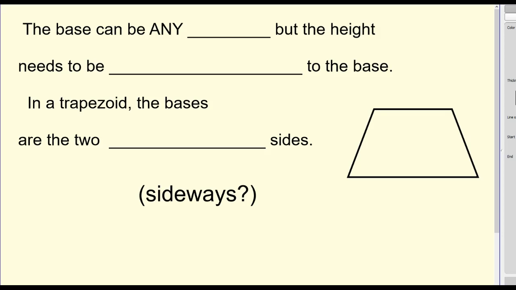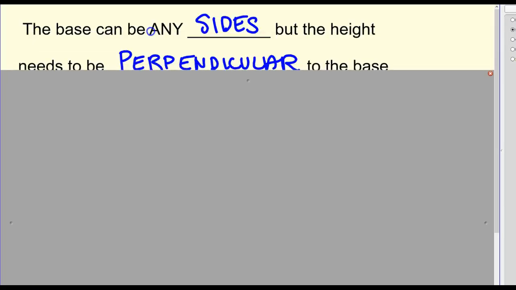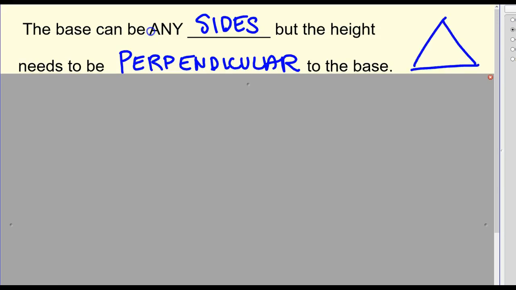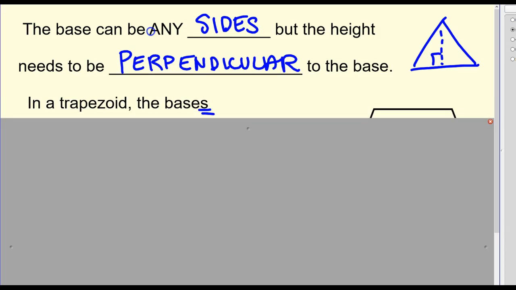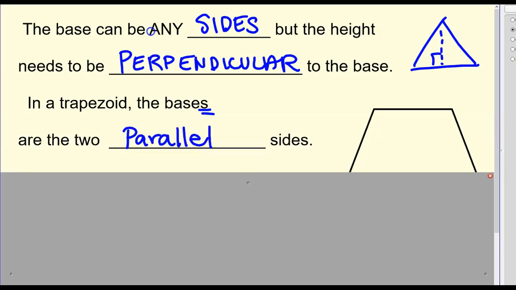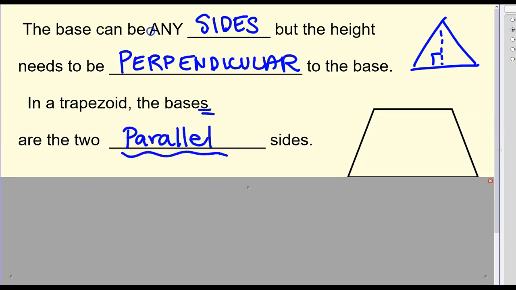So we talked about this with triangles and parallelograms a little bit, but the base of a shape could be any of the sides. The base has to be one of the sides of the shape. And then we talked about how the height has to be perpendicular to the base. So remember, in our triangles, I could draw something like this, where the height is perpendicular, drawn in. Okay. But in a trapezoid, remember we have two bases now because it has two parallel sides. Those are both bases.